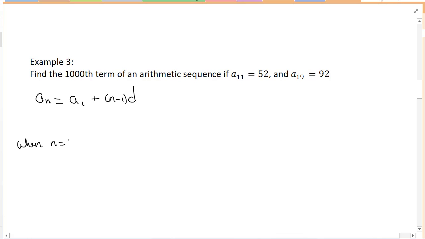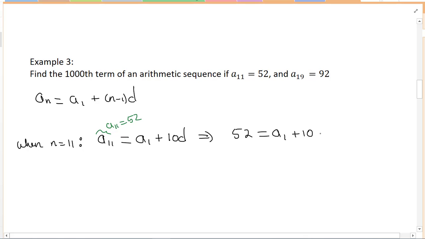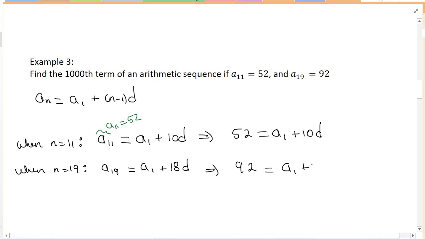So when n is 11, we're going to have A11 is equal to A1 plus 11 minus 1. 11 minus 1 is 10D. And I know A11 is 52, so we can plug that in. So I can say 52 is equal to A1 plus 10D. Now, when n is 19, what do we get? A19 equals A1 plus 19 minus 1. 19 minus 1 is 18, so I get 18D. Same thing as we did up here, we know A19 is given to be 92. So we're going to have 92 equals A1 plus 18D.